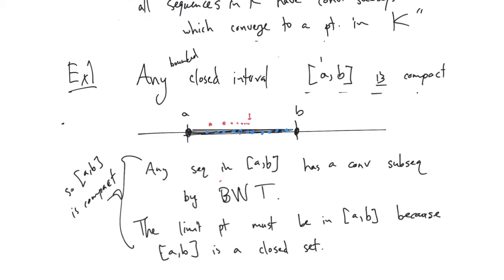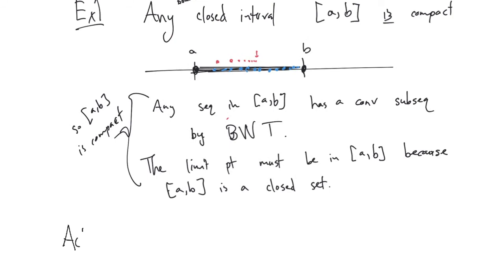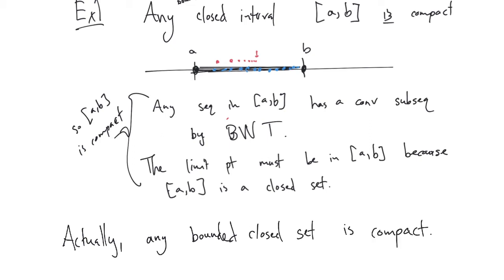Actually, for all these things that I said here, it's not so important that it's an interval, right? In fact, I'm going to say actually, any bounded closed set is compact. Because the fact that it's bounded means you can use the Bolzano-Weierstrass to get the first part there, and the fact that it's a closed set gives you the second part there. So exactly the same argument.